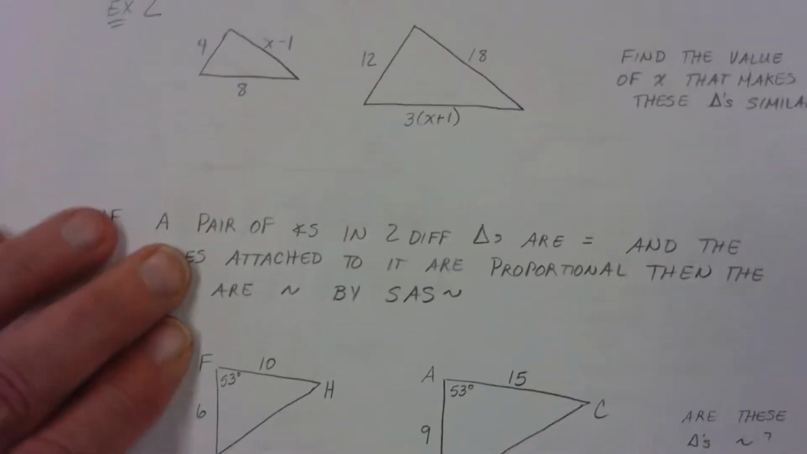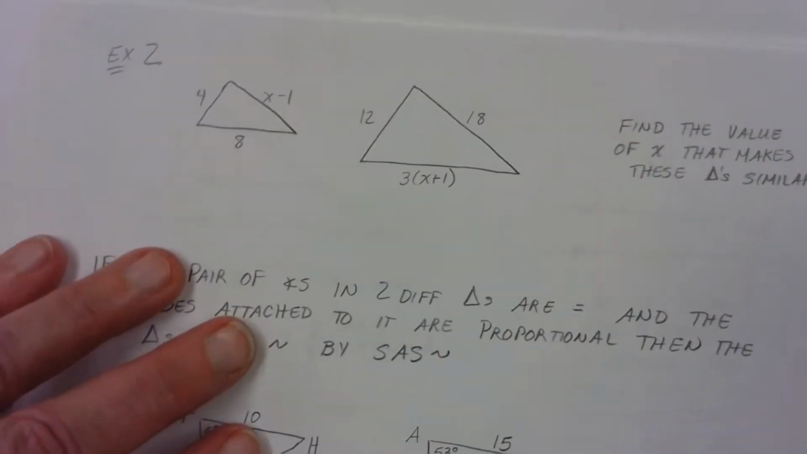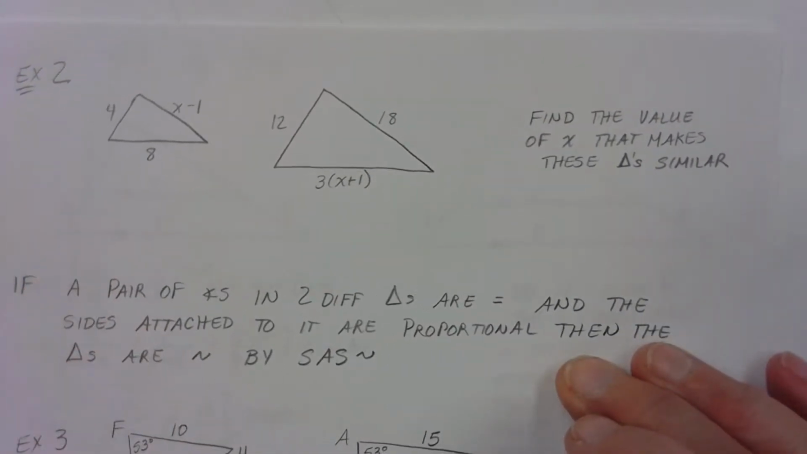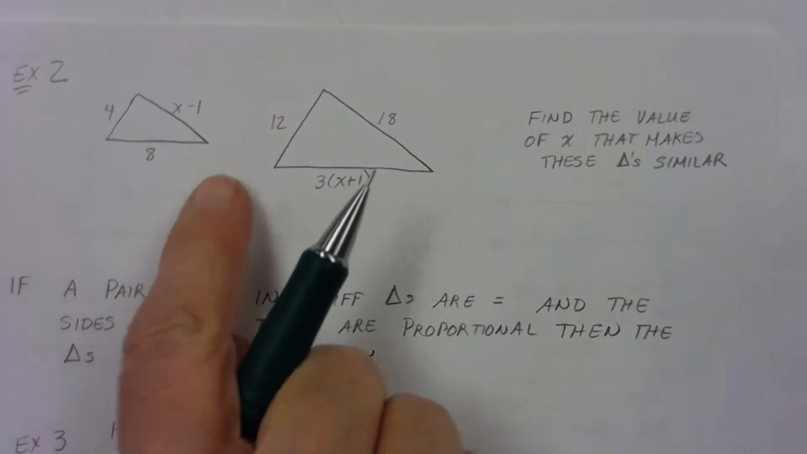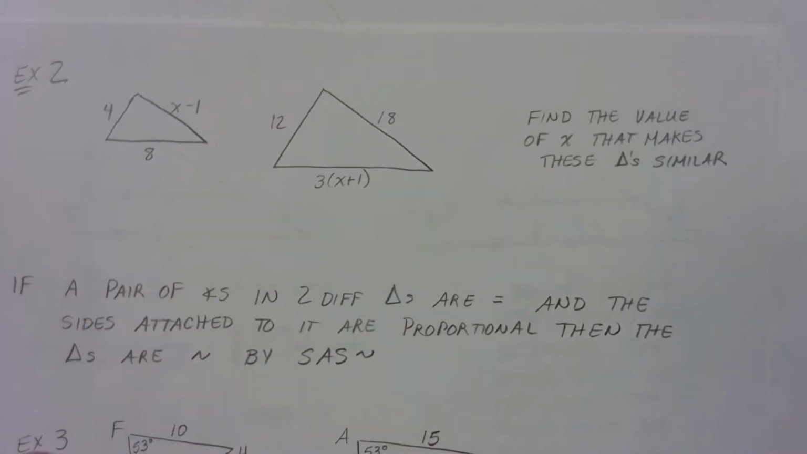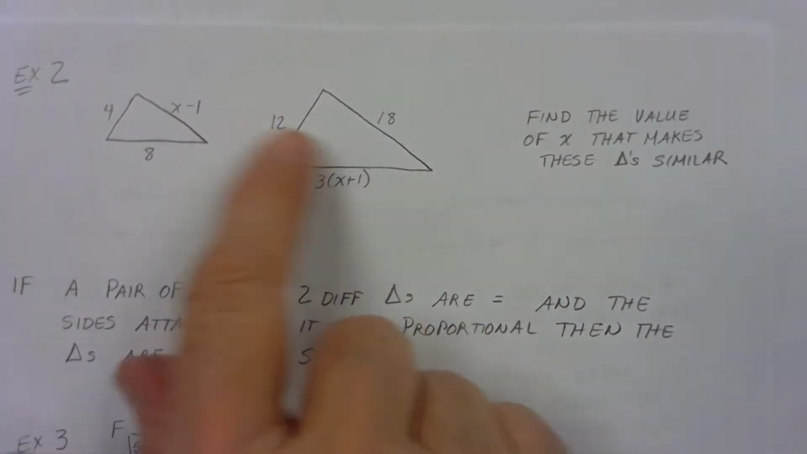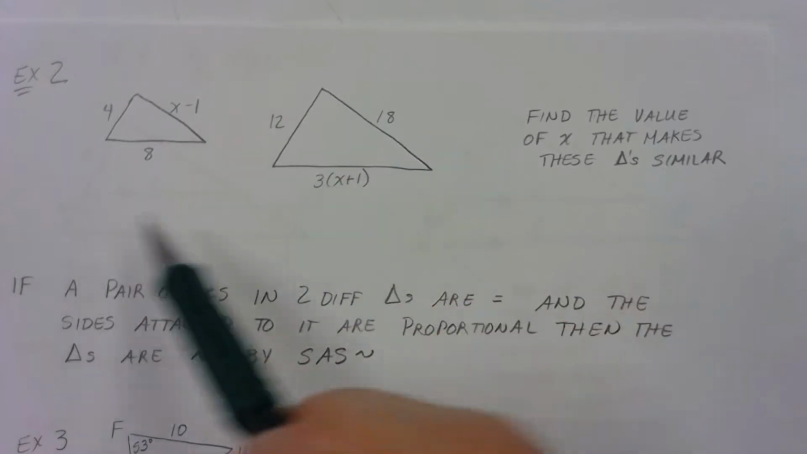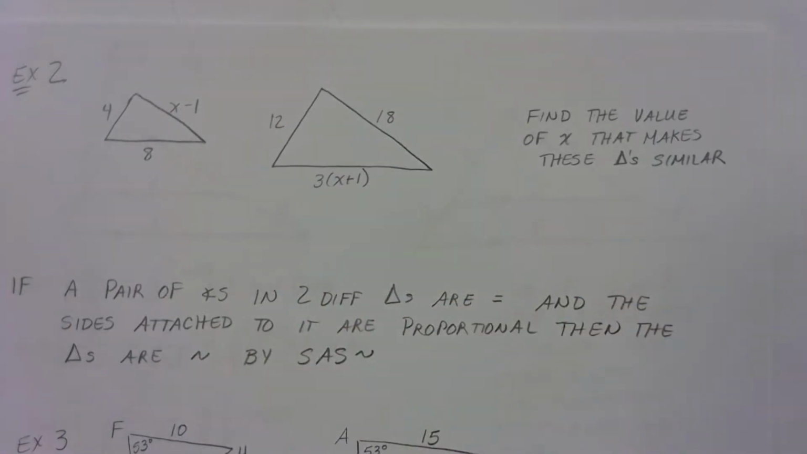All right, let's look at example 2. Trying to line that up. Hang on. Okay. Example 2 says, find the value of x that makes triangle ABC similar to DEF. So this time we don't know if they're similar, but we are going to force them to be. We want to force them to be by trying to figure out the value of x that makes these two similar.